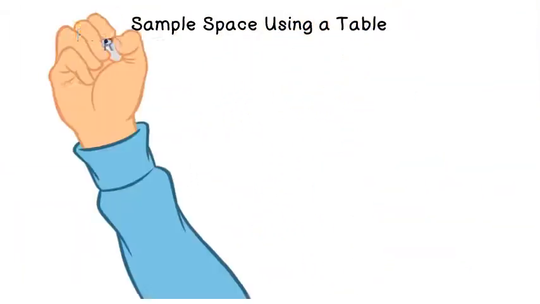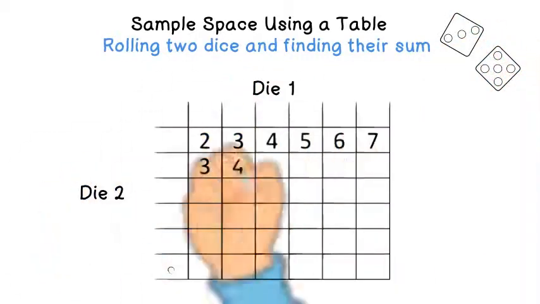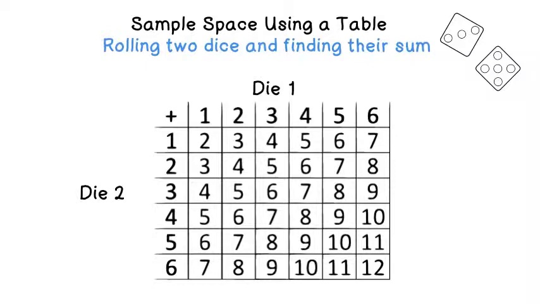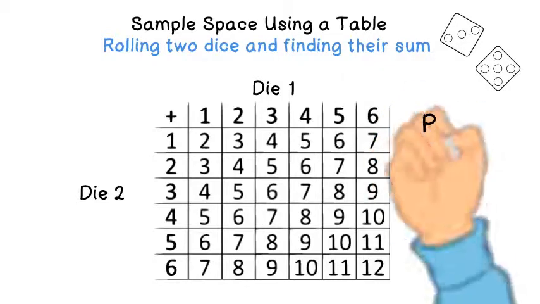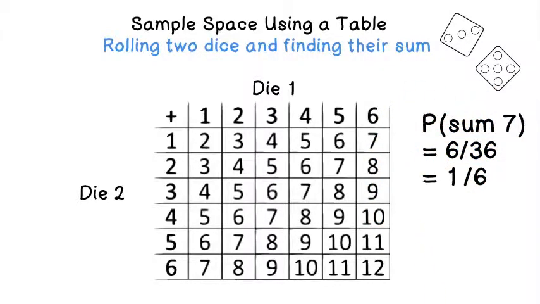In this example, we're going to look at the sample space using a table. So we're going to roll 2 dice and find their sum. So here's the table with die 1 and die 2, and then the sums being listed in the table. You'll notice there's 36 possible outcomes. And what's the probability of getting a sum of 7? Well, 6 of those 36 are 7. And so that means 1/6 is the probability of getting a 7 as a sum of 2 dice.